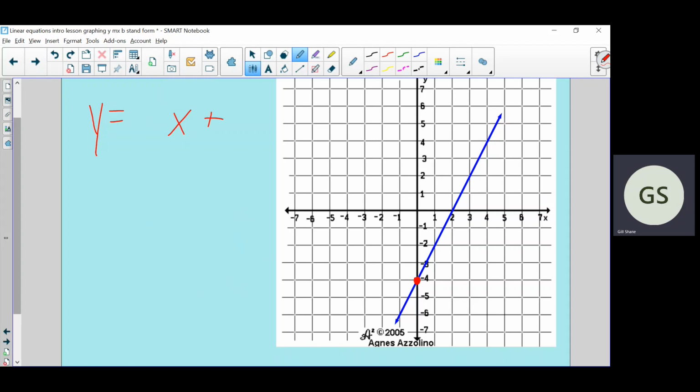That's going to be part of the equation. Where's it go? On the other side. When you say the other side, be specific. y equals x plus negative 4. All right, so we're done with the first part of that.